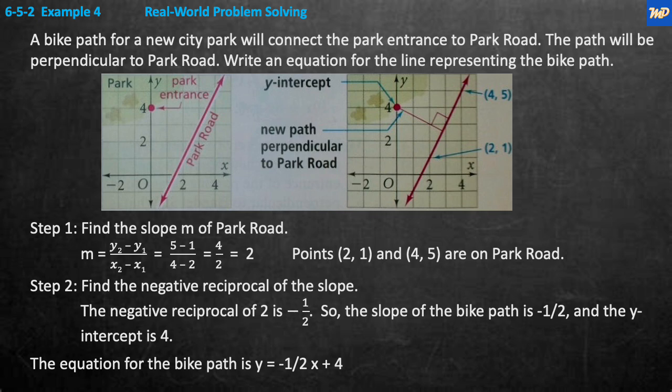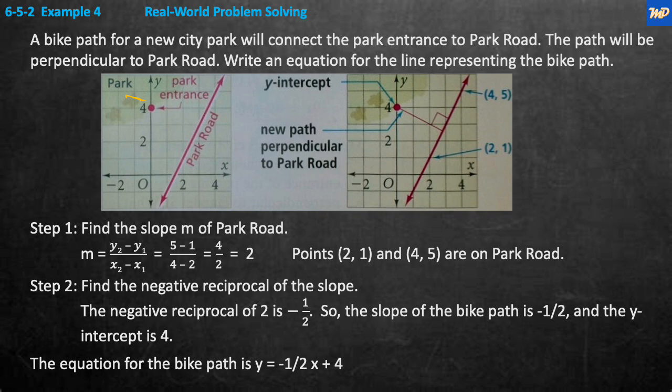It's a real-world problem. These are always fun. A bike path for a new city park will connect the park entrance to Park Road. The path will be perpendicular to Park Road. Write an equation for the line representing the bike path. So Park Road runs through, you'll see it on the graph there, and the new bike path runs from the entrance, which is shown where it says park entrance, right there. And it's going to run perpendicular straight to Park Road. That's the new bike path.